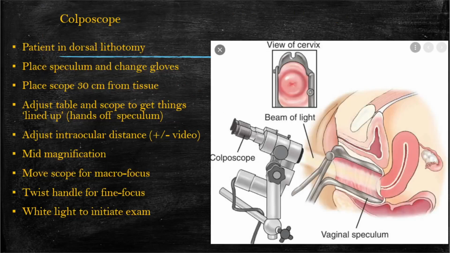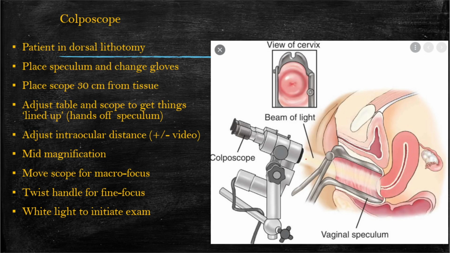So you want the patient in dorsal lithotomy position. You're going to place the speculum and then change gloves so that when you're touching the colposcope itself, you've got clean gloves. You want to get the patient positioned in such a way that you don't have to hold on to or move the speculum if at all possible. You want the scope to be about 30 centimeters away. You adjust the table and the scope to get things kind of lined up.